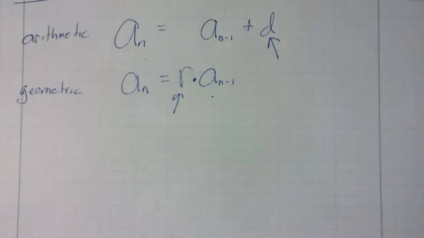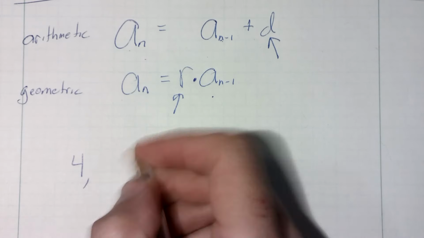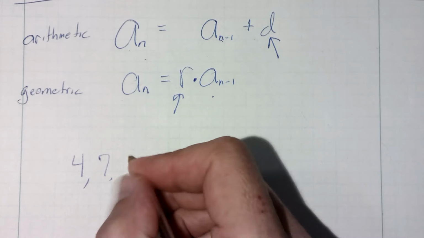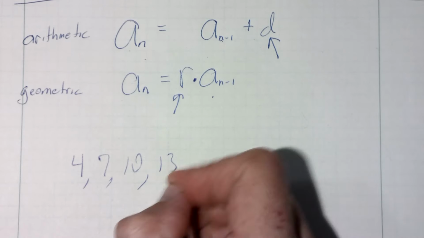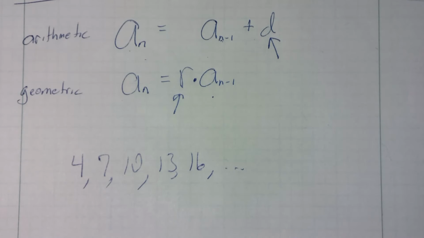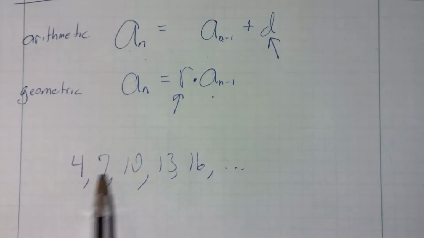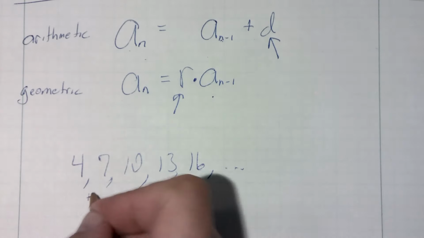So the first thing we're going to do is come up with a sequence. So let's come up with some simple sequence: 4, 7, 10, 13, 16. And again, this is a very simple sequence. The only thing you need to do is find what your common difference or common ratio is. Since this is an arithmetic sequence, we're going to write this sequence here. And what am I adding every time? I'm adding 3 every time.